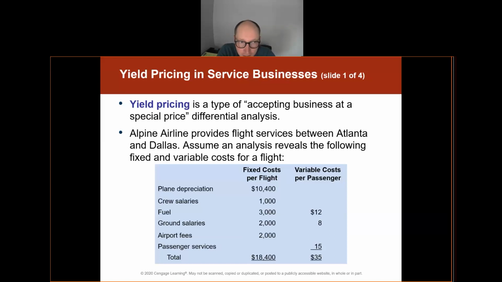So let's look at an example, airline example. We have fixed costs and variable costs. Fixed costs include plane depreciation, crew salaries, fuel, ground salaries, airport fees. Okay. The variable cost per passenger: fuel, ground salaries, passenger services. So looking at our fixed cost per flight, $18,400. Our variable cost per passenger is $35.